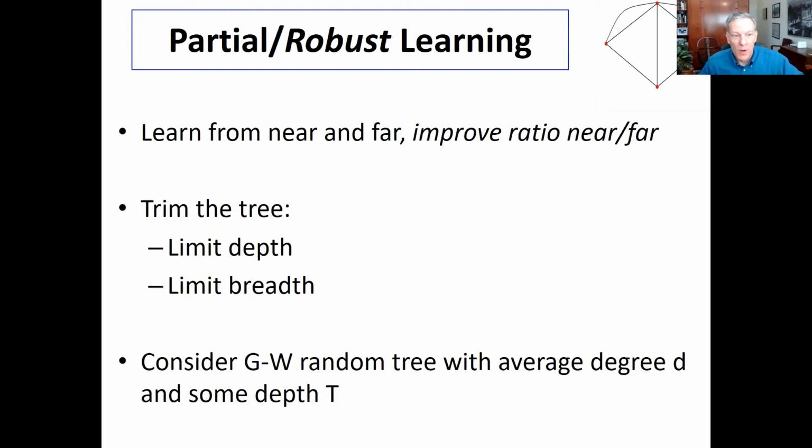Okay, so to learn from these both near and far, what we need to do is improve the ratio of near to far. And we can trim the tree in two different ways. We can limit the depth. We can say, look, we're not going to allow messages to travel more than 10 times. So we'll just set an arbitrary distance. And if we're the platform designers and we can see that a message has been transmitted 10 times, then we're going to stop it and say it doesn't go any further. You can't transmit messages any longer.